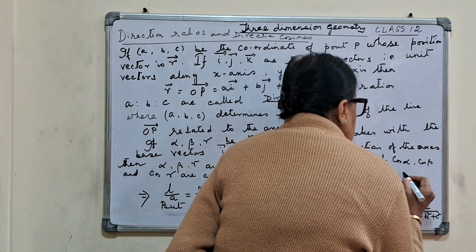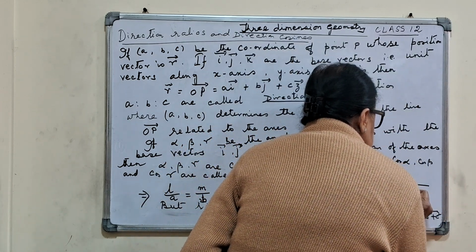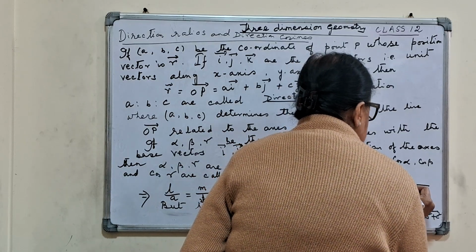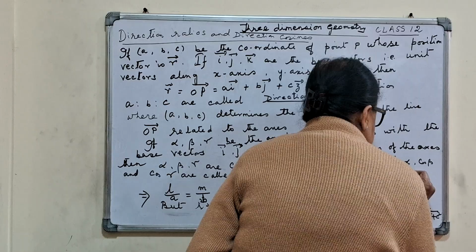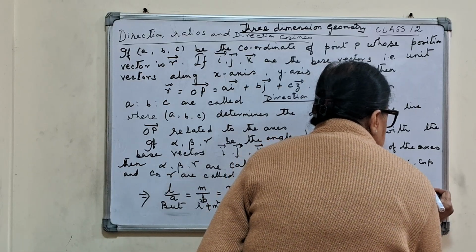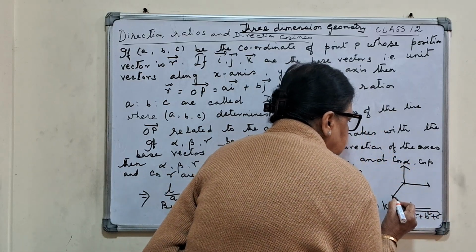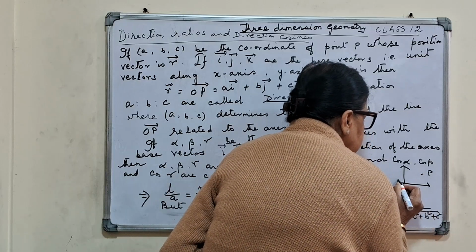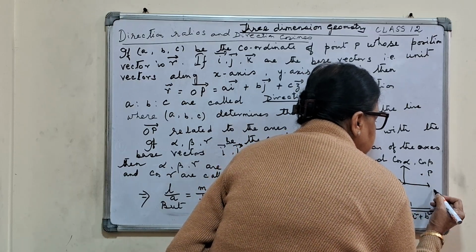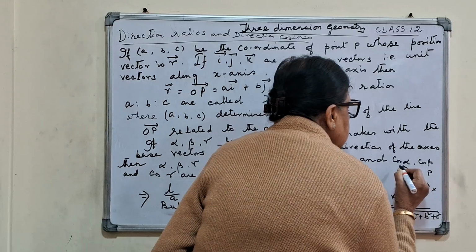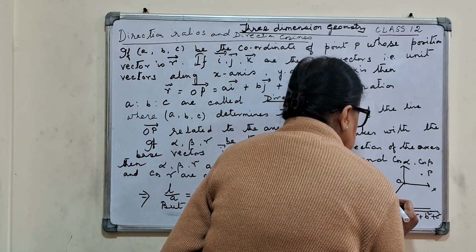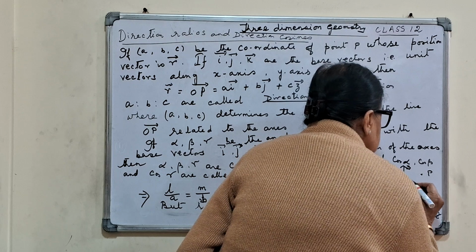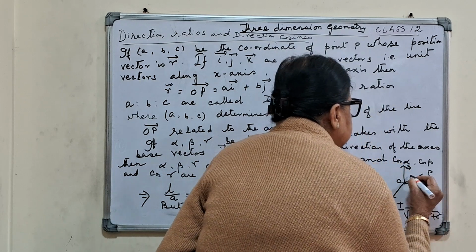Suppose this is x-axis, this is y-axis, and this is z-axis. When three-dimensional, I draw like this. And now my point P is here, and this is O. This is x-axis, y-axis, and z-axis. So this is the vector.